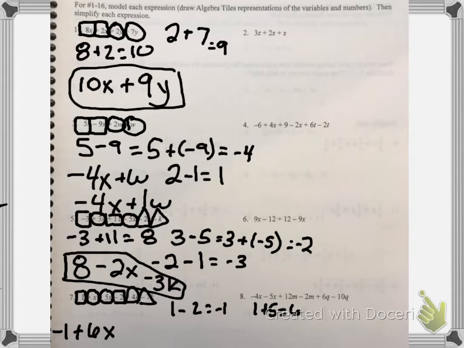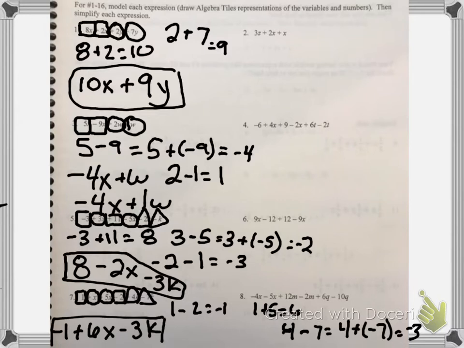Okay, the k's, we have positive 4 minus 7, which is the same as 4 plus negative 7, so negative 3. Negative 3k. We cannot combine numbers, x's, and k's. Those are different units, so the simplest form of that one is negative 1 plus 6x minus 3k.